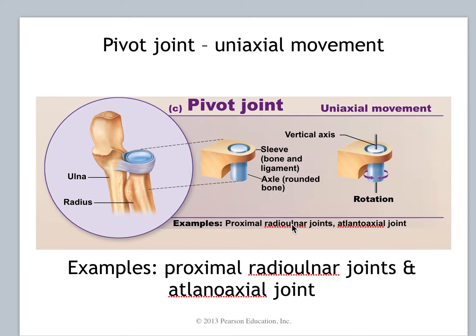Pivot joints are just one axis of movement. There's uniaxial movement, but in this case, the bone rotates around this axis here. So it's just one axis. Example of this would be the radio-ulnar joint, which lets you pronate and supinate your forearm, and the atlantoaxial joint. This is the joint between the atlas and the axis. Atlantoaxial joint.